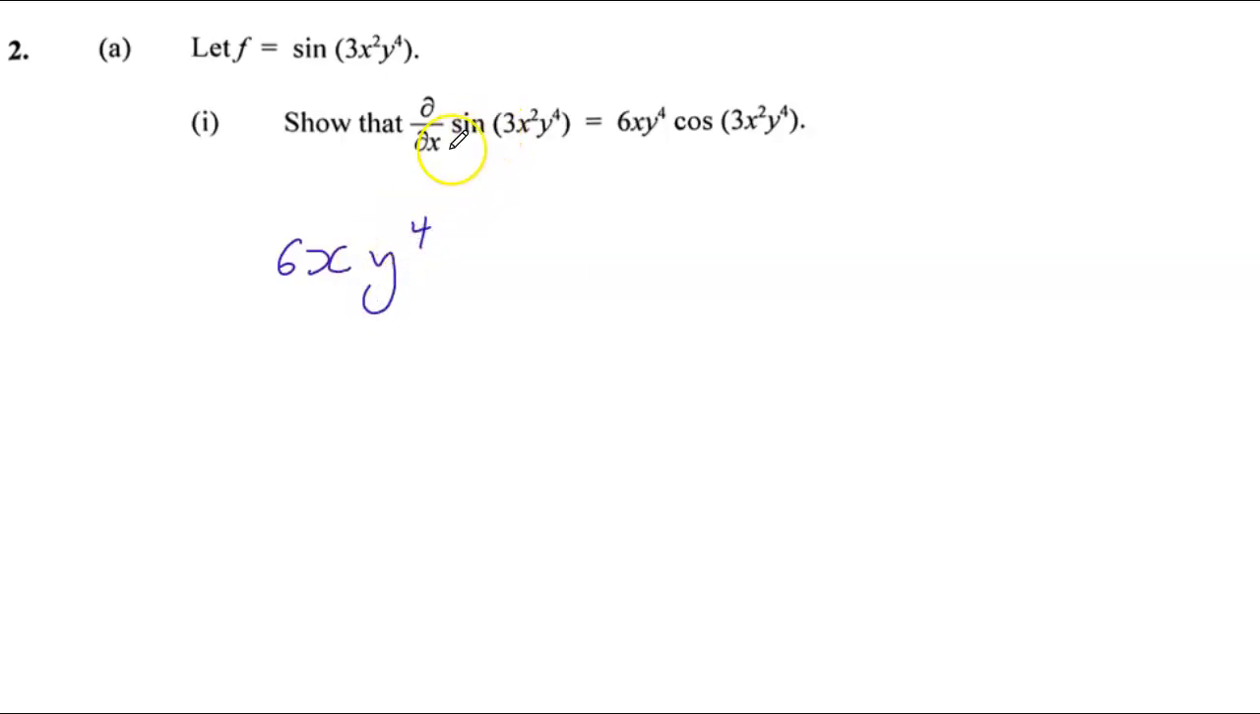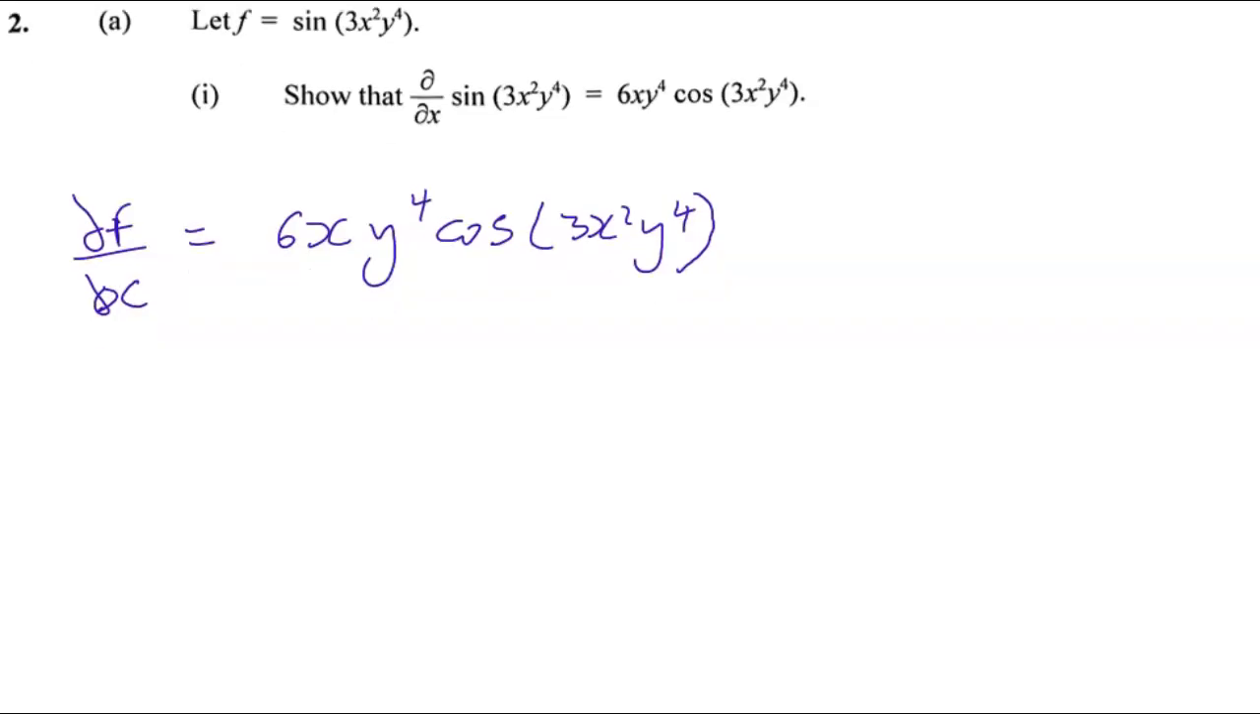And of course sine will now become cos, and what's in the bracket does not change. So what we have essentially done is find the partial derivative of the function with respect to x. Let's move on to part 2.